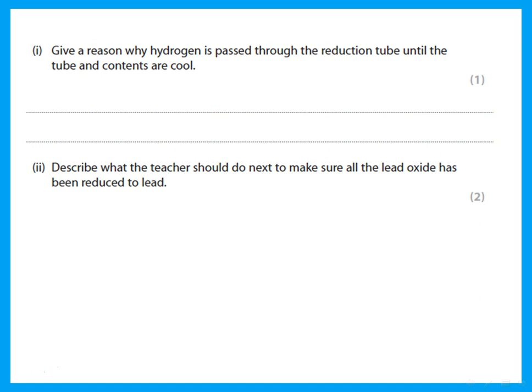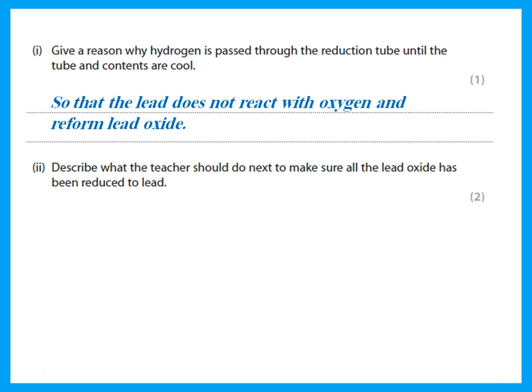I keep passing hydrogen until everything has cooled down at the end. This is to avoid having the lead that is formed reacting again with oxygen to reform lead oxide. I'm trying to change the lead oxide to lead. I don't want it to react again with oxygen in the air to return back to lead oxide. So I have to keep passing hydrogen over it until it cools down.